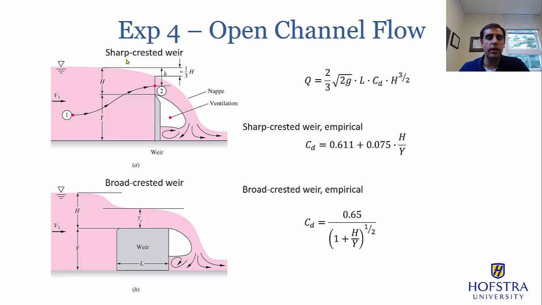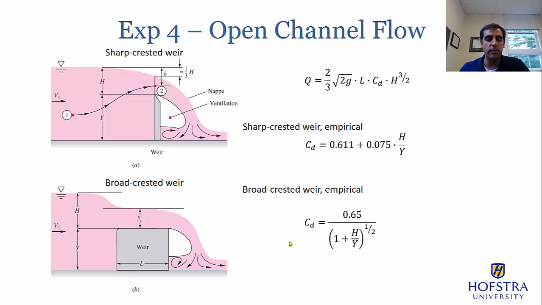So in addition to looking at a sharp crested weir, we're going to look at something called a broad crested weir. The important thing to note when you're building your experiment is that there is a rounded edge at the leading edge of the object, and a sharp edge at the back. So make sure you install it properly. Again, knowing this height H is going to be important in understanding the flow rate and ultimately the discharge coefficient. Here's the empirical formula for the discharge coefficient of the broad crested weir.